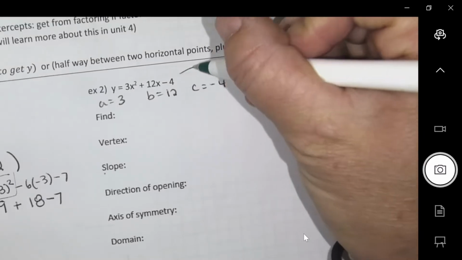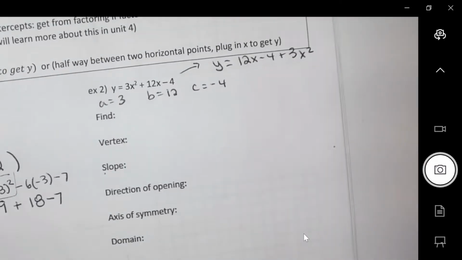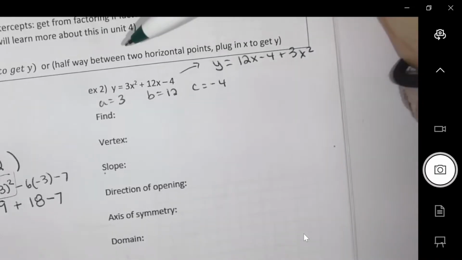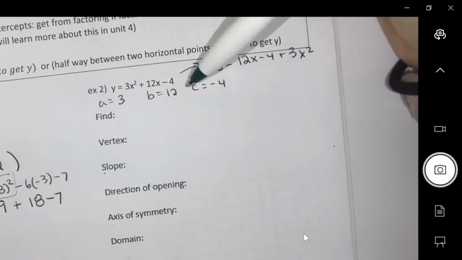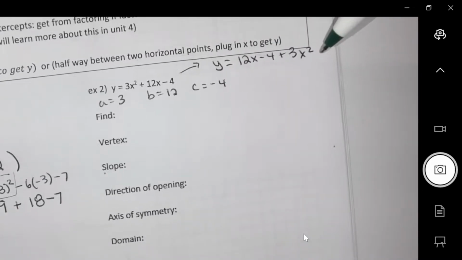So you could see it, I might trick you. I might trick you and write it in a mixed up order. But you still have to pick A as the x squared part. In math, we usually write it in decreasing order, so you usually see it like this, but this is how I would try to trick you.